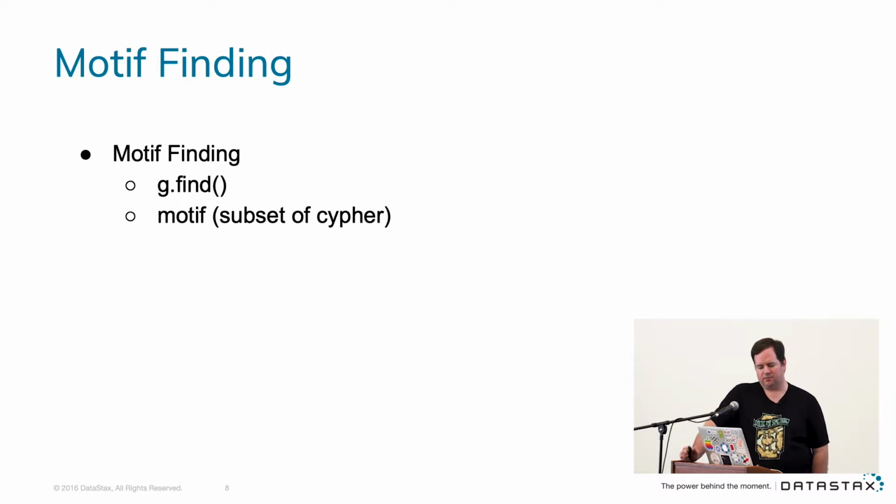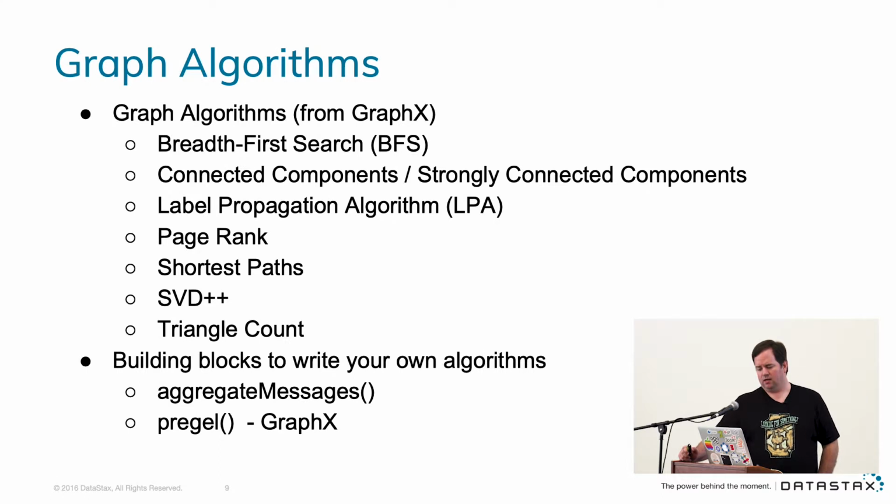Now the next specific thing it does is a feature called Motif finding. If you're familiar with the Cypher query language that's popular in Neo4j, Motif is a subset of that language, and it looks like ASCII art. I'll give you an example of it in a minute, but it's a way to say, hey, I'm looking for a pattern, a motif in my data. I'm going to describe it as this little picture of vertices and edges, and then I'm going to run it against the data. So that's one thing you can do in GraphFrames.